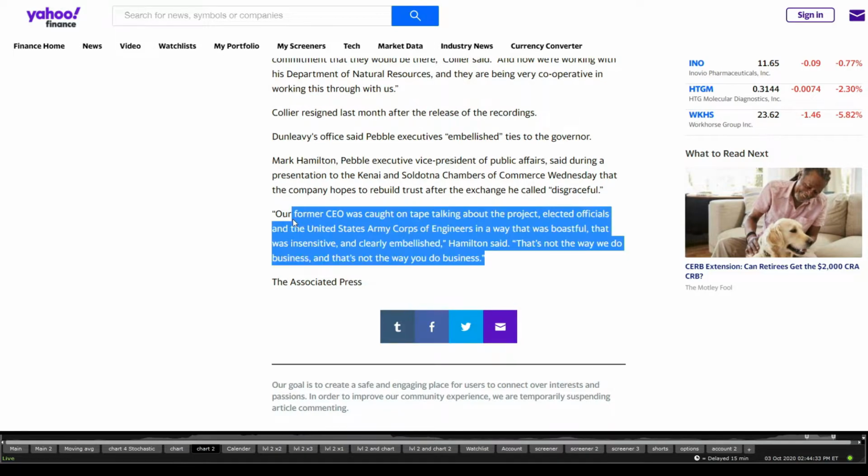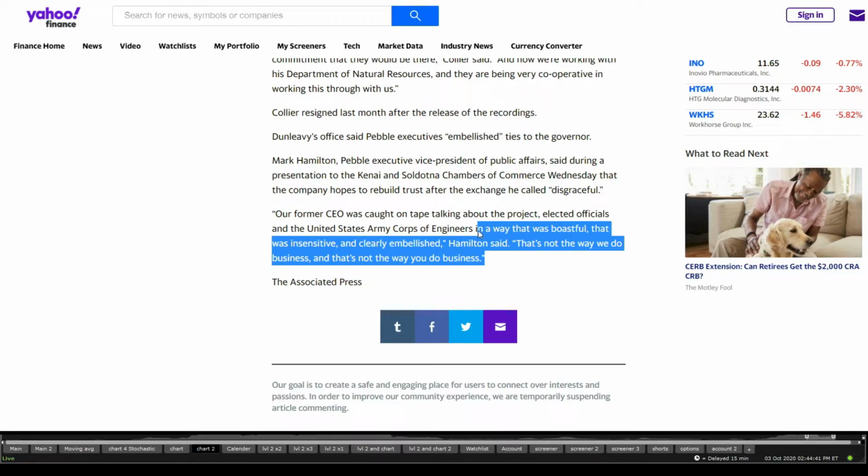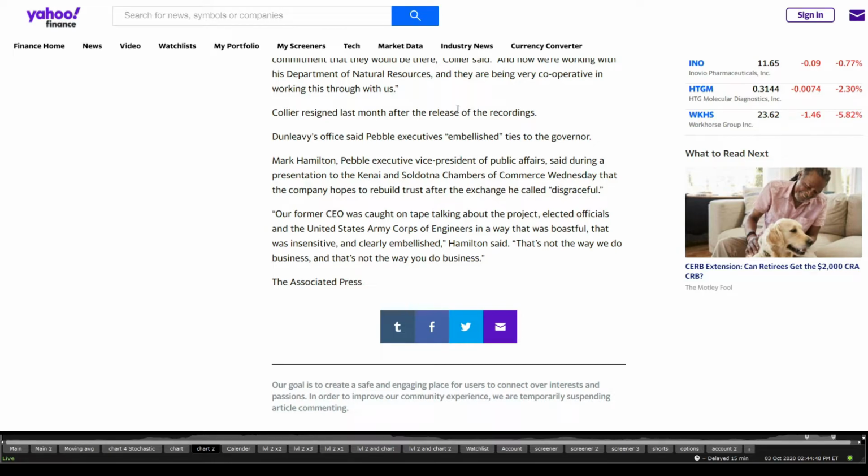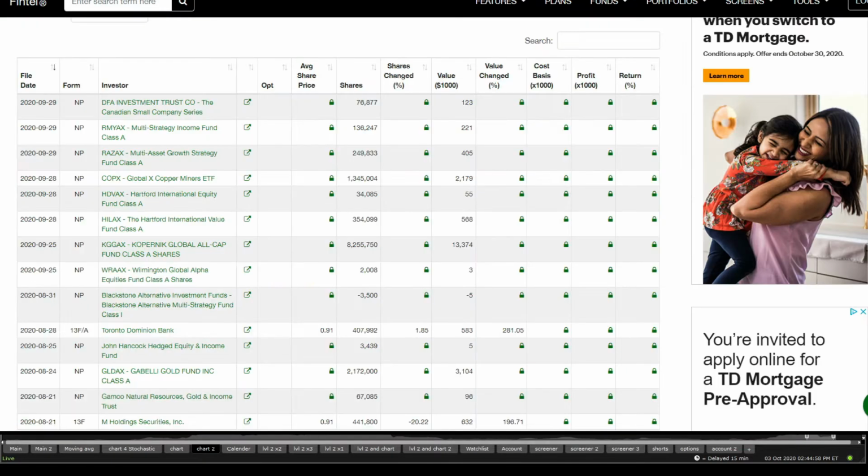And so the statement that they actually came up with is, "Our former CEO was caught on tape talking about the project, elected officials, and United States Army Corps of Engineers in a way that was boastful, insensitive, and clearly embellished." So basically that is why he resigned. He was caught red-handed on that. Now that is a very much frowned upon action when it comes to the engineering industry.